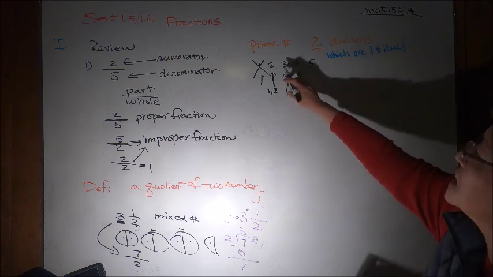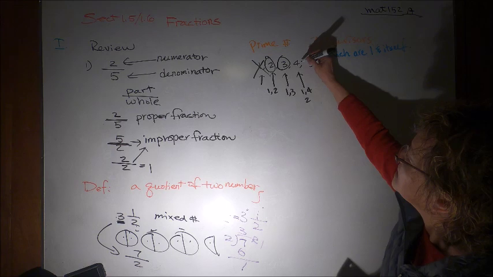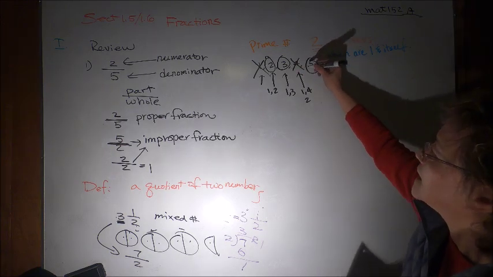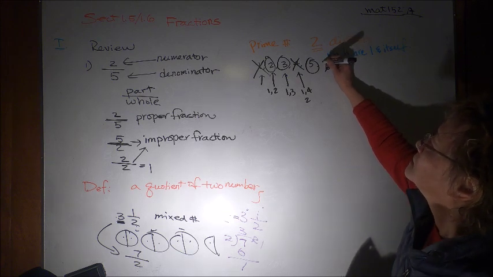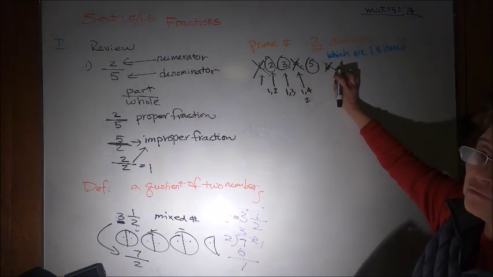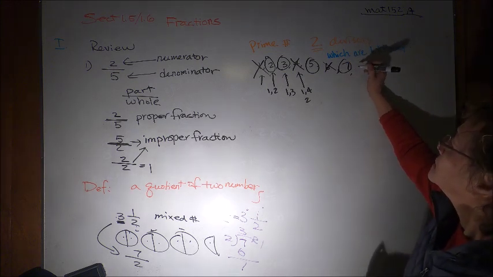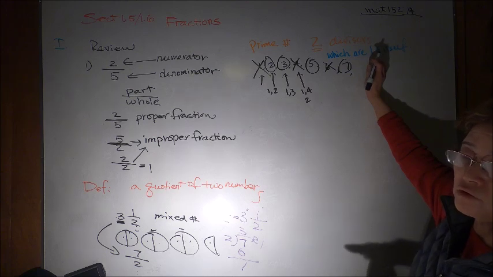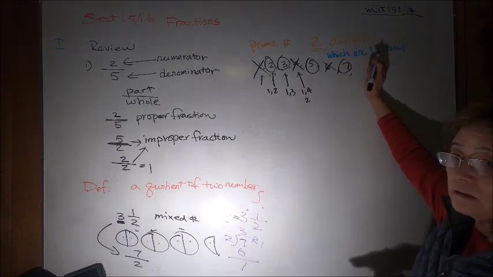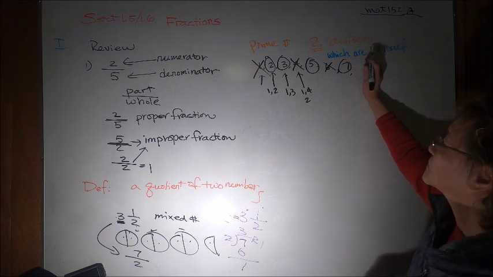So let's take a look. It's 5. 2 is a prime number, 3 is, 4 is not, right? 5 has only 1 and 5. How about 6? No, you have 1, 2, 3, 6. How about 7? Yes. 7. 8? No, it has 1, 2, 4, 8. 9? No, it has what? 1 and 9 and 3.